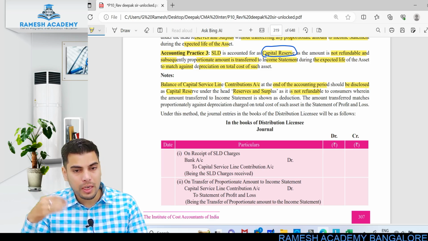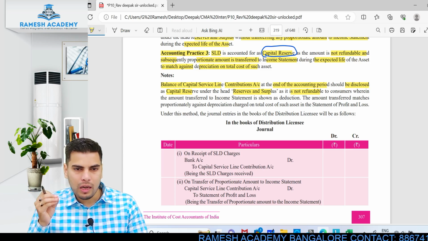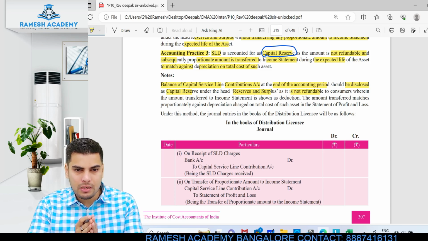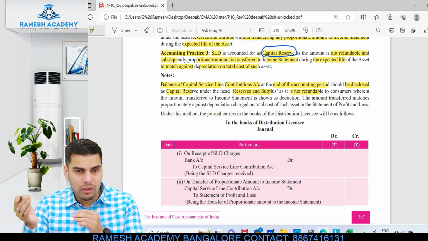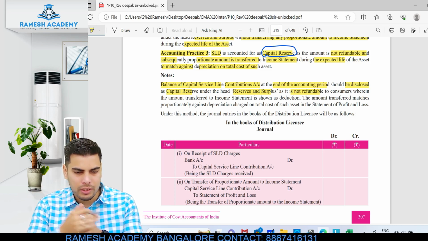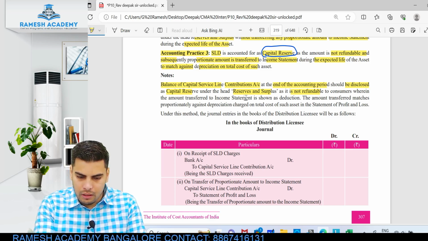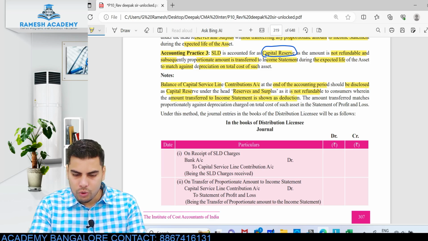Whatever amount is being transferred each year to income and expenditure account or income statement, that is nothing but your P&L account. So that amount will be deducted from here. Very simple. Show it as reserves and surplus, that is capital reserve, and each year whatever amount you are transferring to your income statement, that is P&L account, just deduct it from this balance. Okay, so the amount which is transferred to the income statement will be shown as deductions.